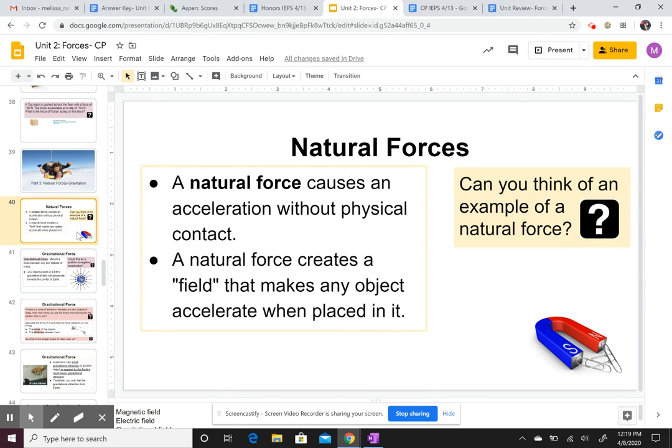While I was falling through the air after jumping out of a plane, I was experiencing two forces: the force of gravitation and some air resistance to slow me down a little bit. Gravitation is a natural force. A natural force is anything that causes an acceleration without contact. Natural forces generate a field around an object, like a magnetic field, an electric field, or a field of gravity. If you're placed inside of Earth's gravitational field, you're going to accelerate towards Earth.